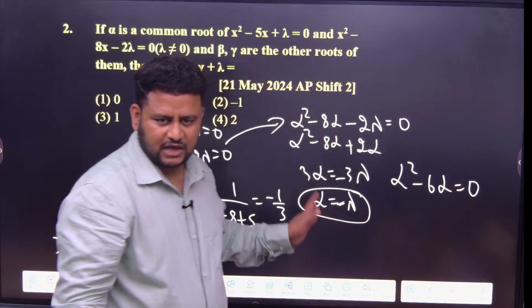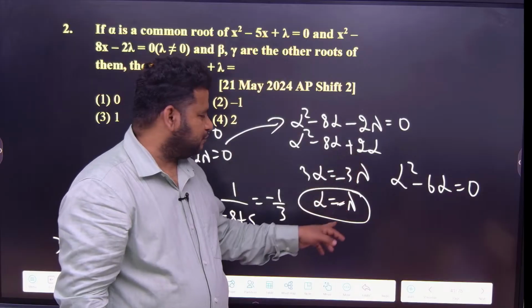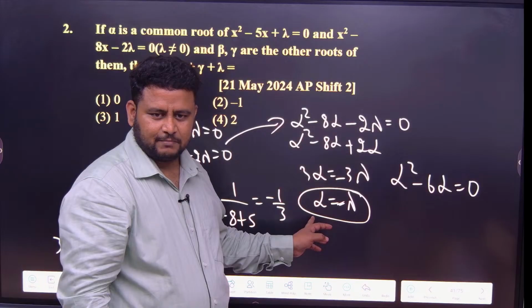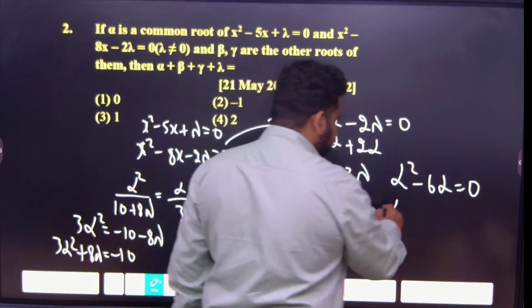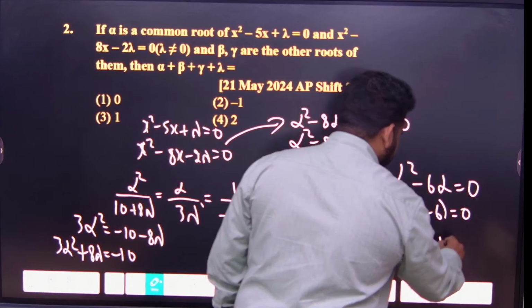Did you understand? I have written the equation in terms of alpha. Now wherever lambda is there I can put minus alpha, since alpha is equal to minus lambda. So this will become alpha square minus 6 alpha. So I can write this as alpha into alpha minus 6 is equal to 0. So alpha will be equal to 0, or alpha will be equal to 6.